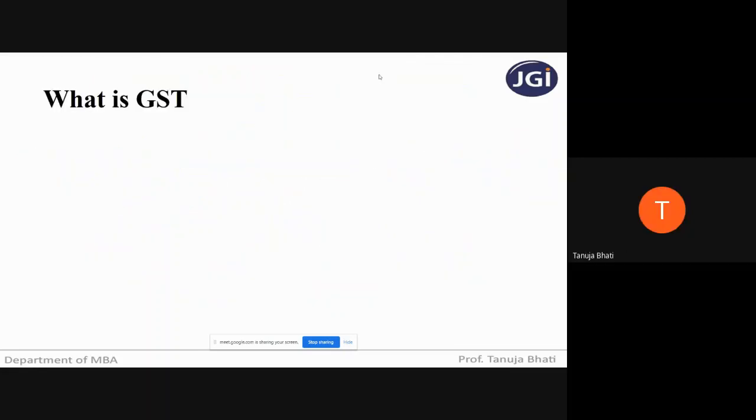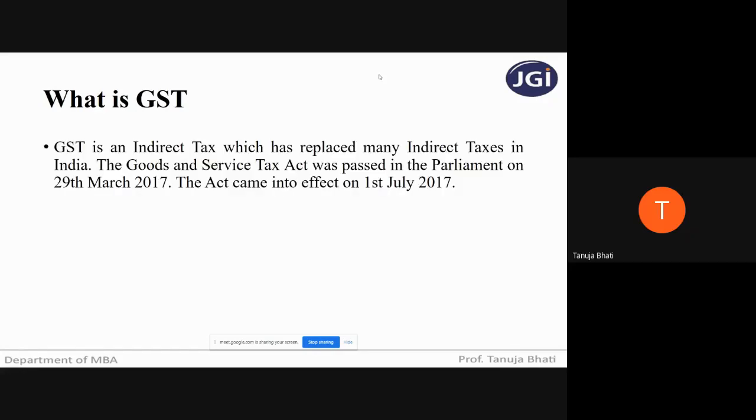Now, we have seen what is an indirect tax. We have seen what are the taxes that are replaced by GST. Now, what is GST? It's very important for us to understand what is GST. So we know that GST is an indirect tax which has replaced many indirect taxes in India. The Goods and Service Tax Act was passed in the Parliament on 29th March 2017, but the Act came into effect only on 1st July 2017. So after 1st July 2017, only GST was there in the picture, and all the taxes prior to 1st July 2017 are no longer in the picture.